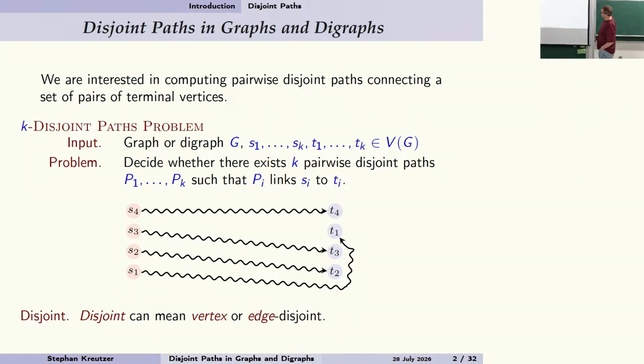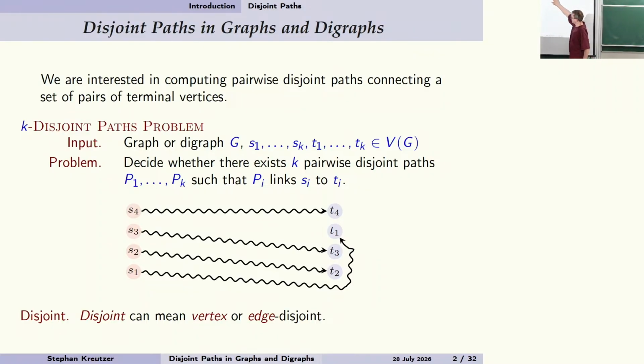So what is the problem? Well, we're interested in computing pairwise-disjoint paths. Yeah, so we're given a graph, a directed graph, doesn't matter really, and then we have a set of source vertices, S1 to S4 on the side here, and we have some targets, T1, T2, T3, and so on. And the problem is that we want to decide or compute, if they exist, a set of pairwise-disjoint paths, let's say, P1 to Pk, so that the path Pi links the source number i to the target number i.